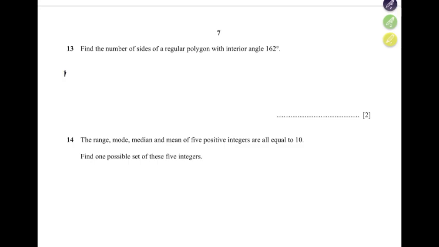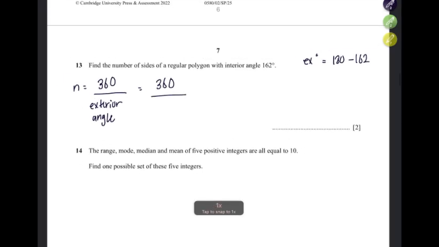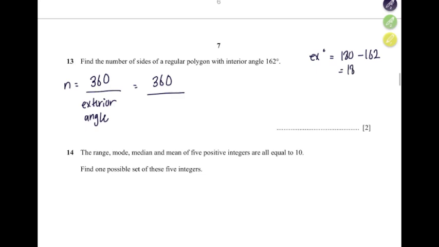For the number of sides, the formula is n equals 360 divided by the exterior angle. But we don't know the exterior angle. We have the interior angle. To find the exterior angle, this is going to be 180 minus 162. This is 18. 360 divided by 18 will be 20. So we have 20 sides.